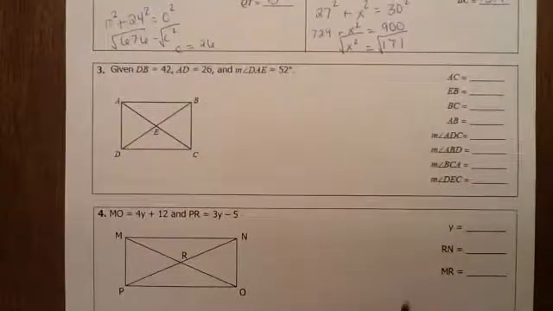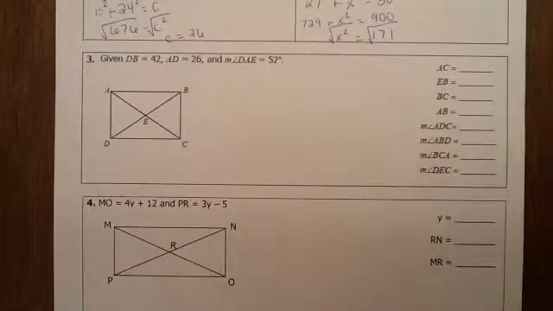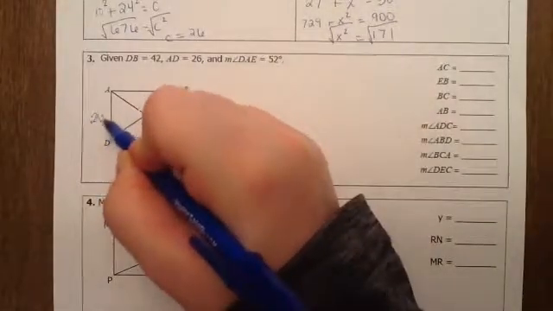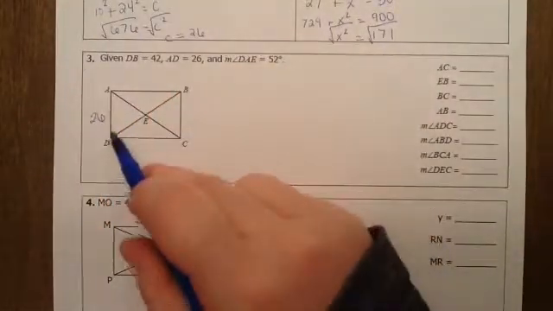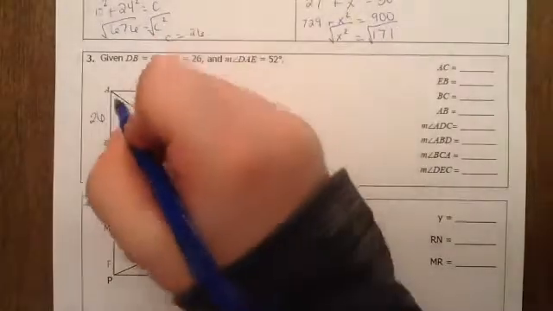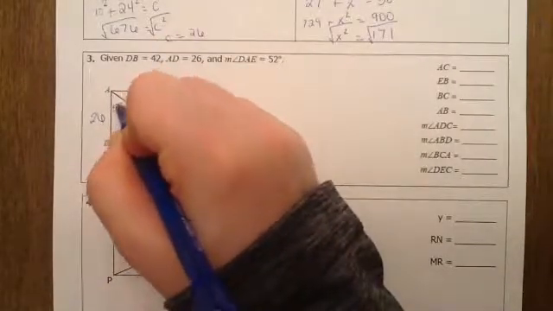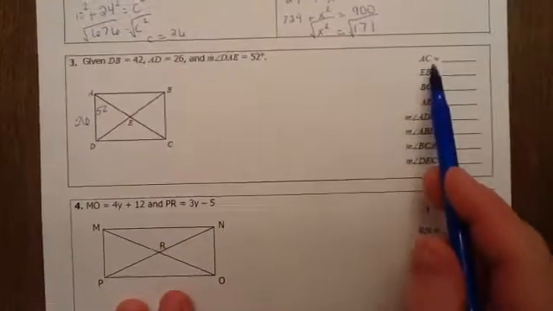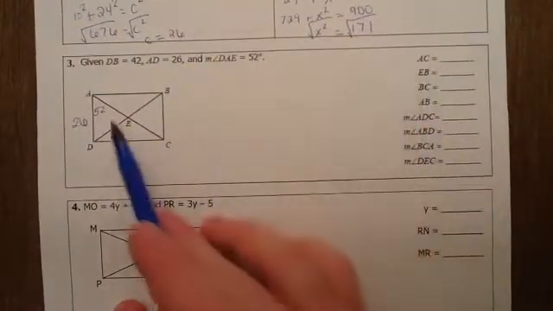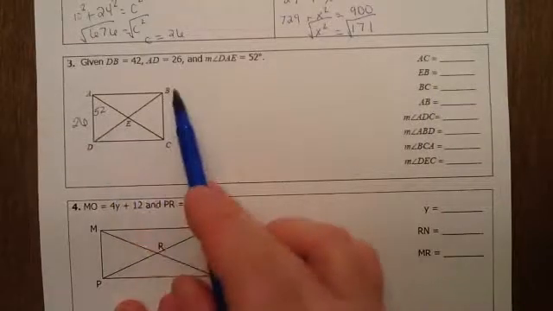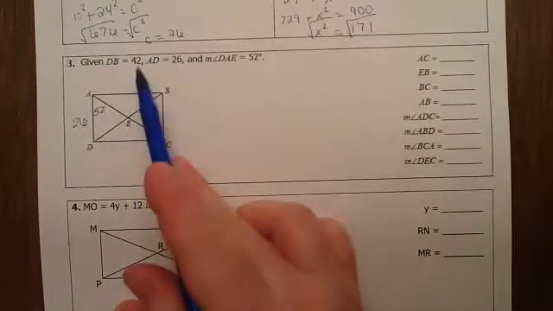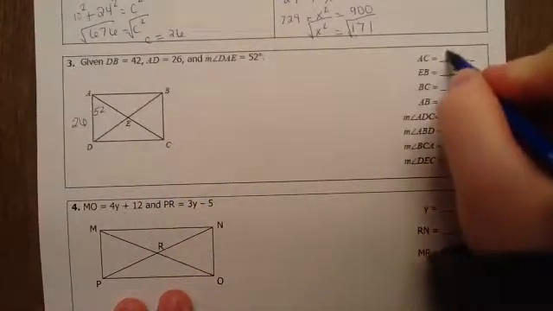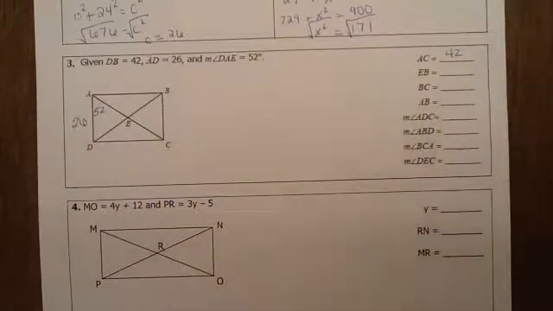Let's take a look at this one. We are given DB, so the whole thing is 42. AD is 26. And DAE is 52. So that's this angle right there. Find AC. Well, this diagonal was what? 42. So what must this diagonal be? 42. The diagonals have to be the same.